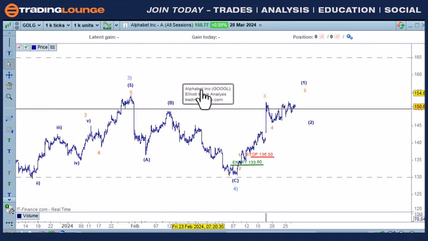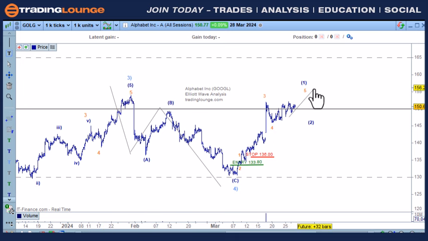And over here for Google, Google's in its own little space, but the main point here is that this move is corrective, right? So we need to take that top out. We haven't taken that top out yet, so we'll probably push up there and take the top out, and then it's going to fall back in some way or another. So that's what we're looking for at this point.